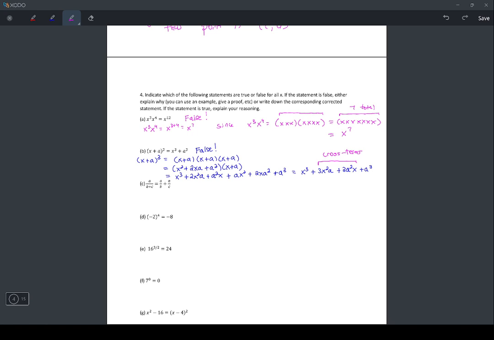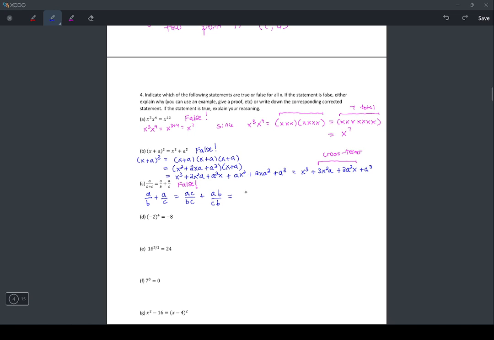Okay, the next statement. A over b plus c is equal to a over b plus a over c. Very tempting statement to do. This is false. And to show that it's false, I'm going to simplify the a over b plus a over c. A over b plus a over c is equal to, in order to add these two quantities together, we have to make common denominators. So multiply top and bottom of the first expression by c. Multiply top and bottom of the second expression by b.